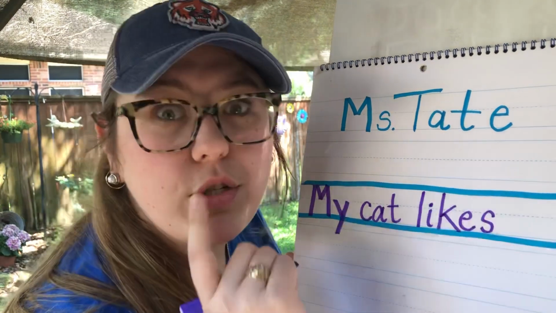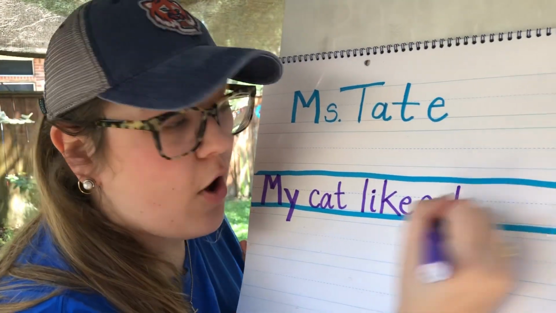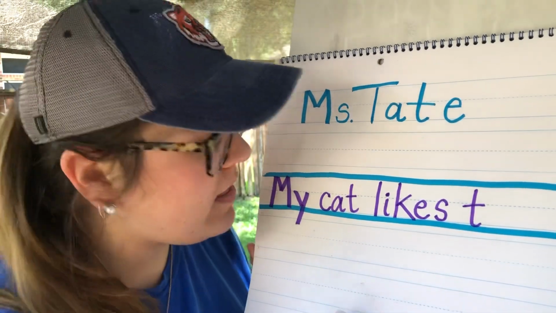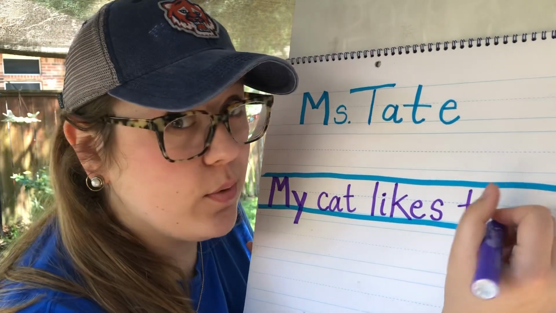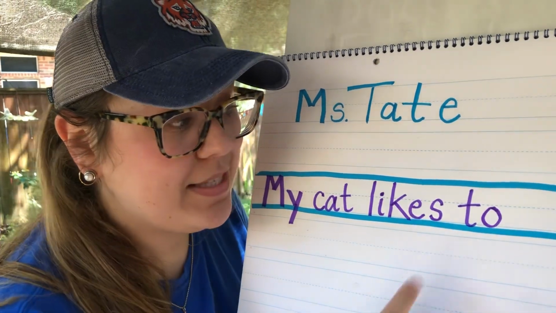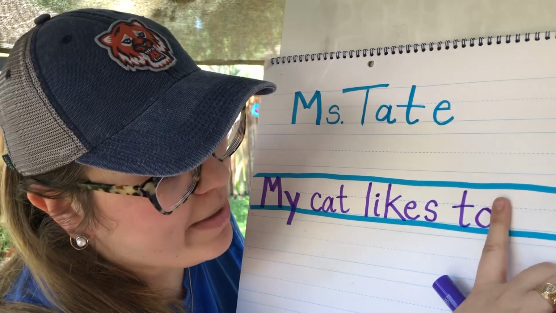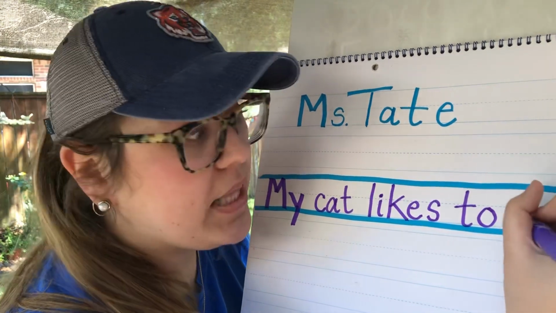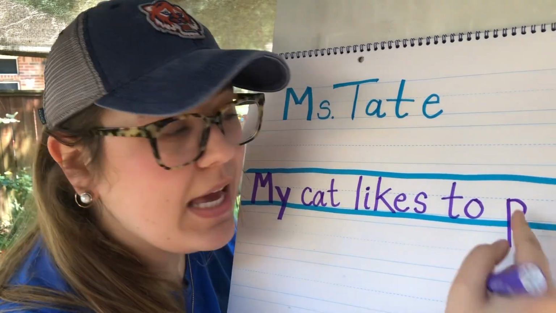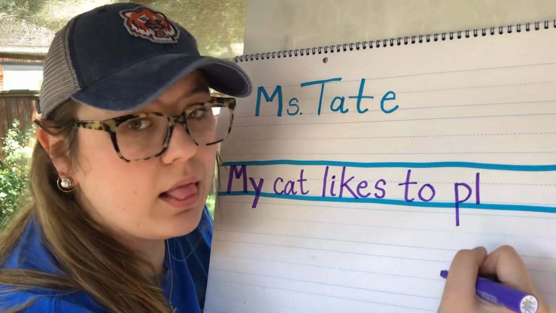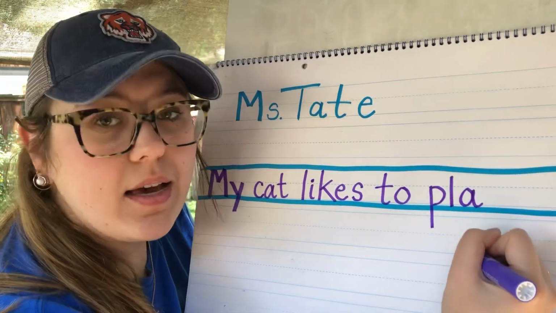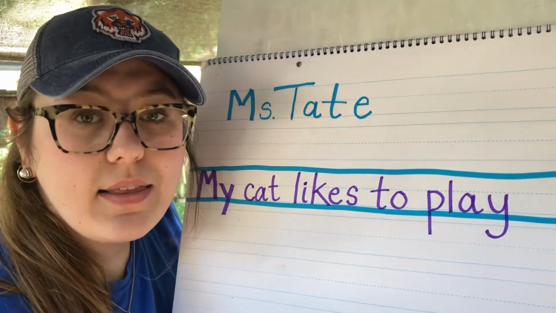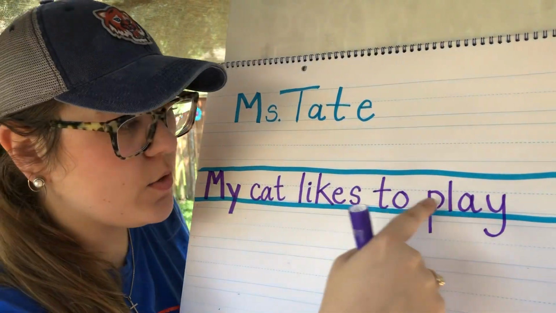Likes. All my lowercase letters are in the middle. My cat likes to. I'm going to cross my T in the middle and make sure I have my finger space so all my words aren't mushing together. My cat likes to. T, O, still lowercase letters. Make sure I have my finger space. My cat likes to play. I'm going to make my lowercase p, L, P, U, A, Y. Y. It's lowercase, so it stays underneath the line. My cat likes to play.